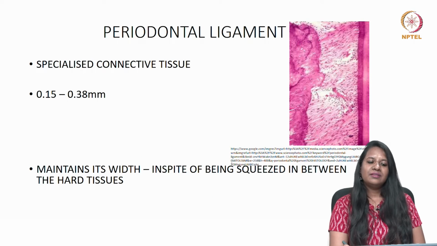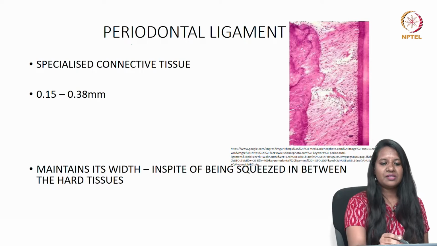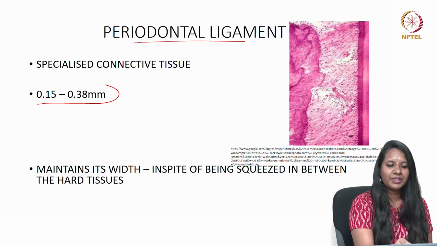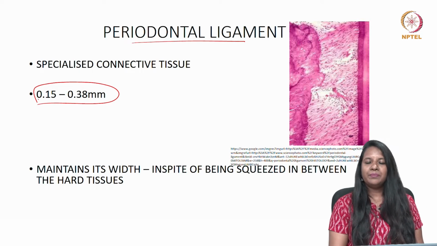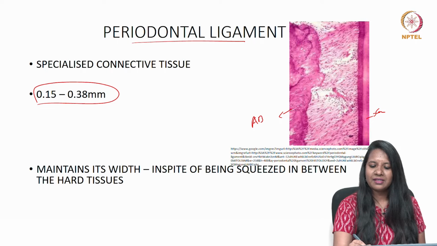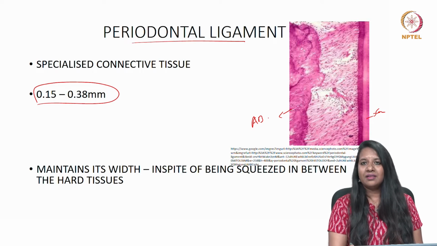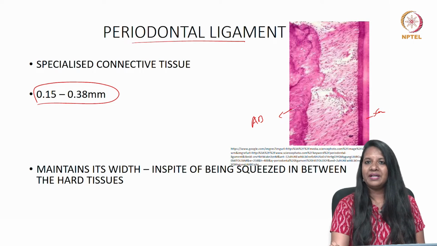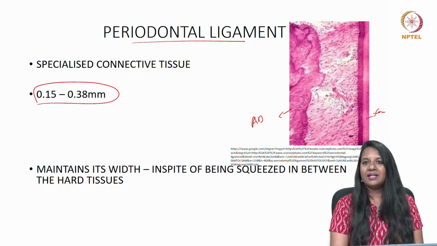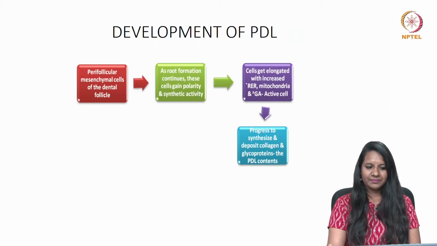Moving to another peculiar soft tissue, that is the periodontal ligament. It is a specialized connective tissue and the width of the periodontal ligament is 0.15 to 0.38 mm. It maintains its width instead of being squeezed between the two hard structures, that is, cementum and the alveolar bone. Though it is present between these two hard structures, it still maintains its width and its homeostasis, and that is the speciality of the periodontal ligament.